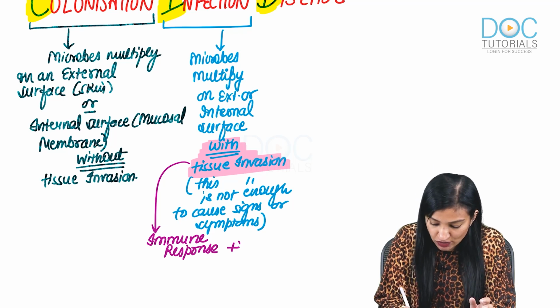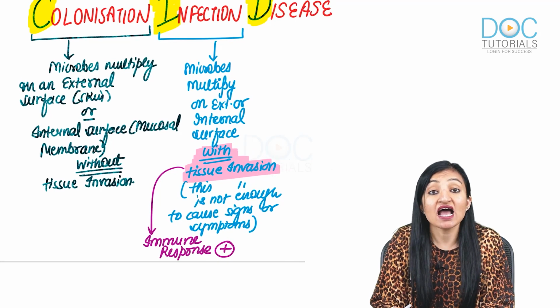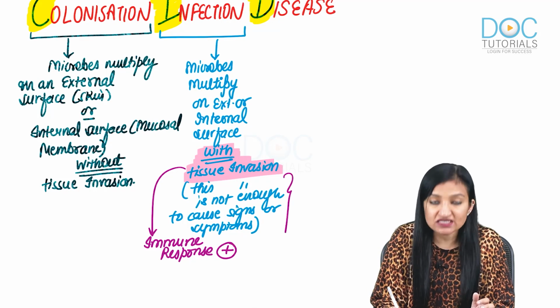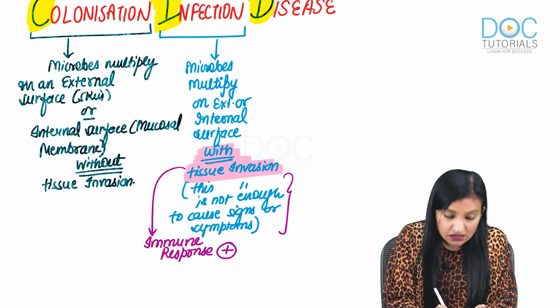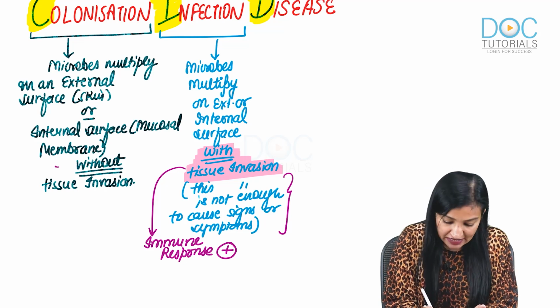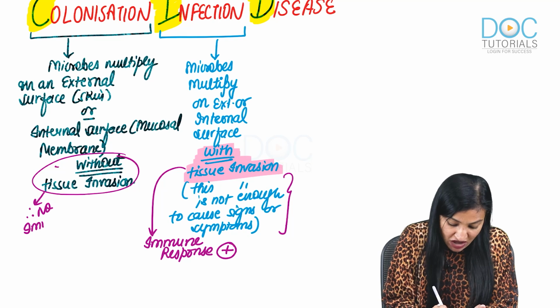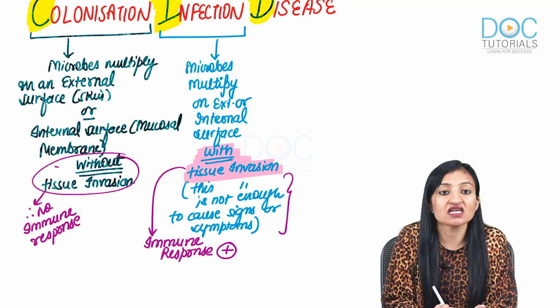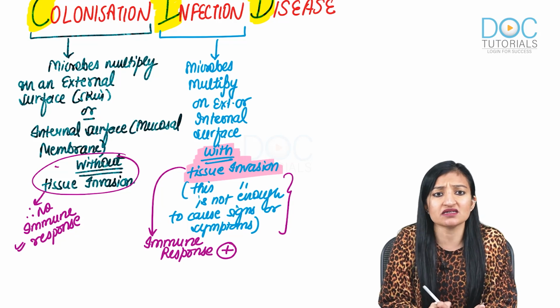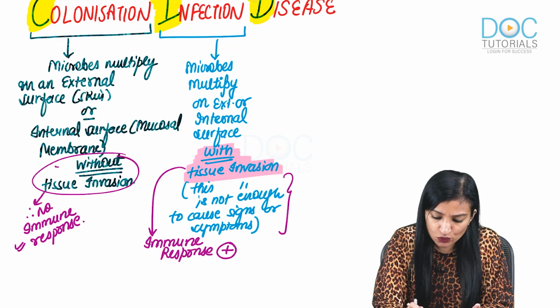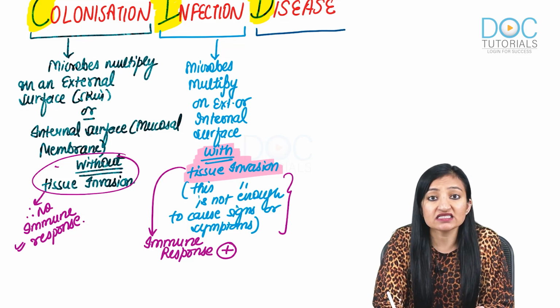So the immune response is present in case of infection, and because of this immune response there are no signs and symptoms. Whereas in colonization, because there is no tissue invasion, there is no immune response. Why should the immune response waste its time and resources when no disturbance at all is happening in colonization? Now, coming to the third term, disease.